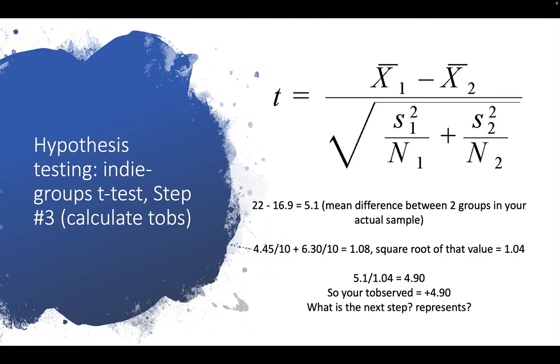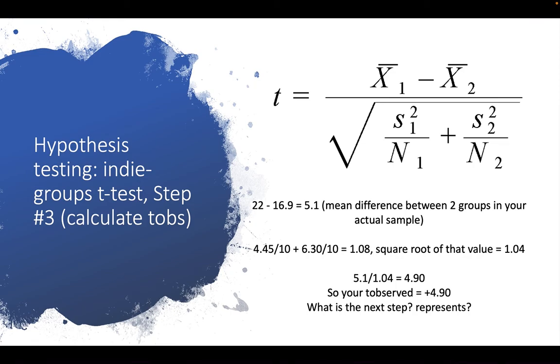Here we have our top portion again for you. So the mean difference between your 2 groups and your actual sample is 22 minus 16.9, which gives us 5.1. Then you're going to take your standard deviation squared for group 1 and divide that by n1, so 4.45 divided by 10. Then you'll take your standard deviation squared for group 2 and divide that by the n for group 2, which is 6.30 divided by 10.